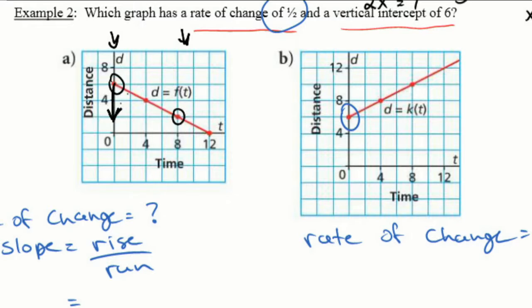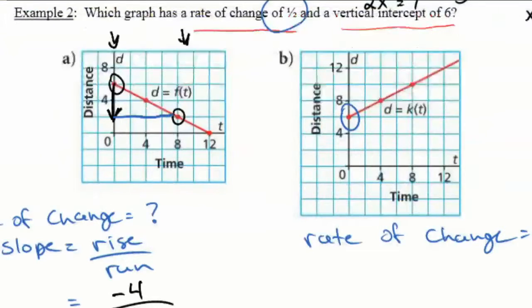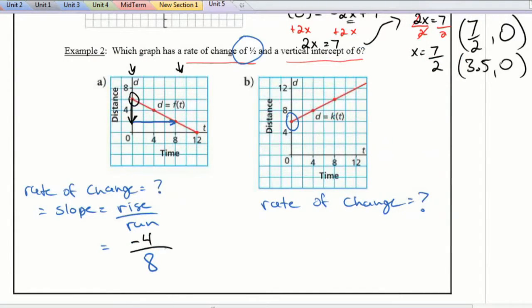So if I started at 6 and went down to 2, my rise is going to be -4. And then my run is how far am I going across to get from one point to the next. So I'm starting at 0 and I'm ending at 8. So how far across did I go? Well, I started at 0, went to 8. I went across 8 units. In this case, we're talking about time. So -4 over 8 is simplified as the same thing as -1 over 2.